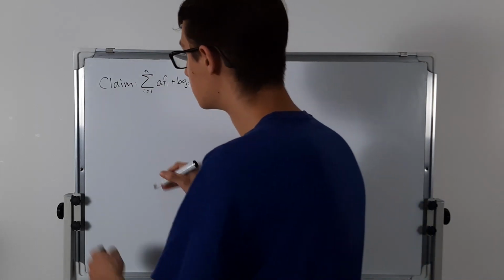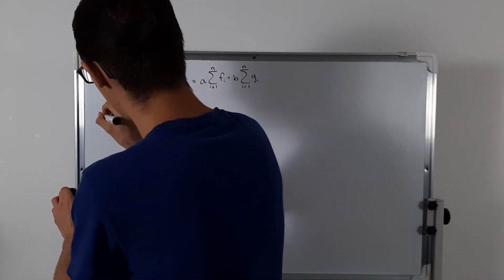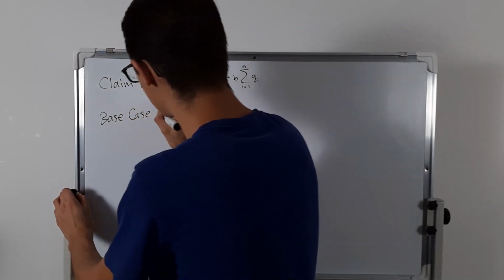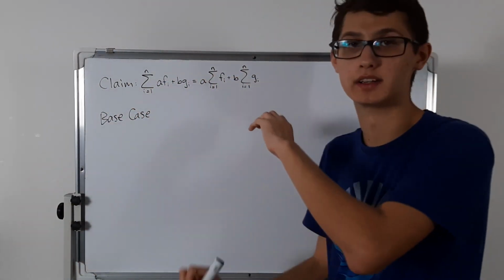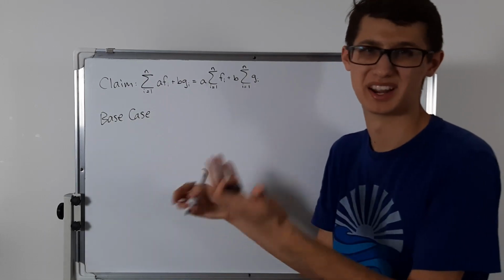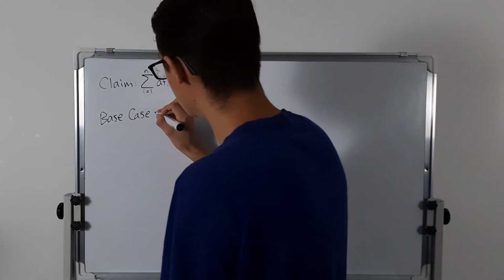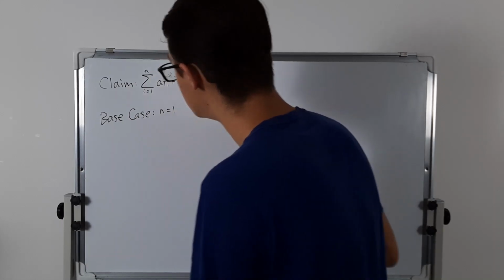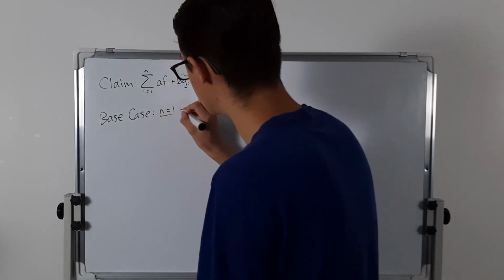So let's start off with the base case. Basically, it doesn't have to be I equals 1, we could start with I equals 0, but I just usually start with 1. So the base case is going to be n equals 1, right? This makes the most sense here.